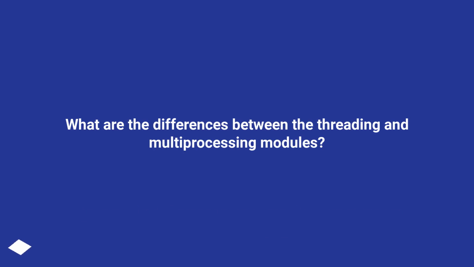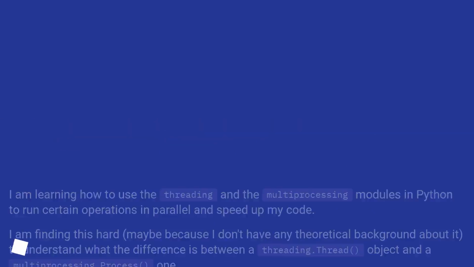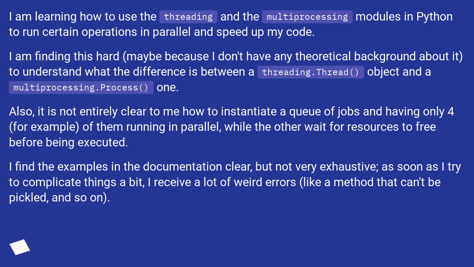What are the differences between the threading and multiprocessing modules? I am learning how to use the threading and the multiprocessing modules in Python to run certain operations in parallel and speed up my code. I am finding this hard, maybe because I don't have any theoretical background about it, to understand what the difference is between a threading.Thread object and a multiprocessing.Process one.